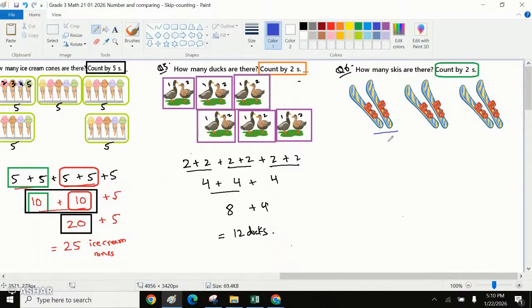We know there are 2 over here. We know there are 2 over here. We know there are 2. So we simply add the 2's. 2 plus 2 was 4. And 4 plus 2 would be? Yes, thank you so much, everyone. There would be 6 skis, right?